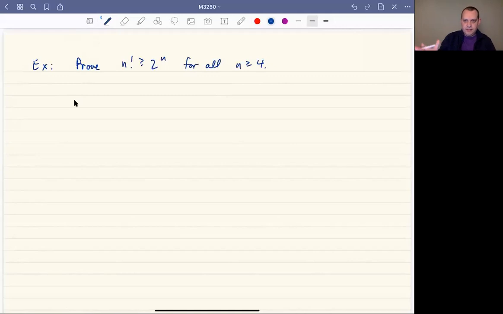So this is going to be a little bit different than the example that we did last time. The example that we did last time was a statement that was true for all n greater than or equal to 1. Here our base case is going to be n equals 4.